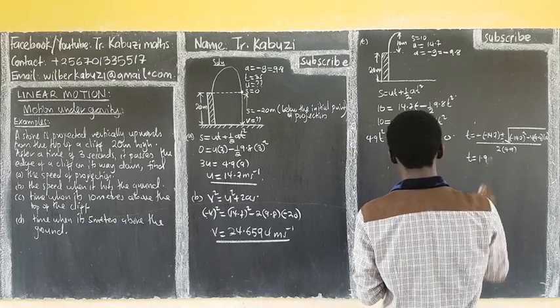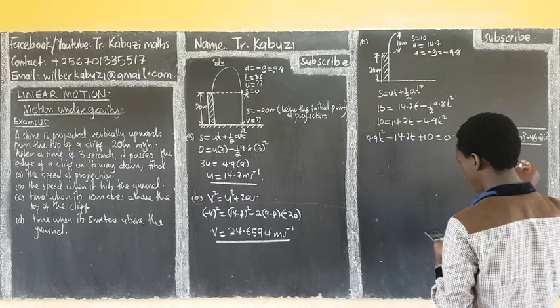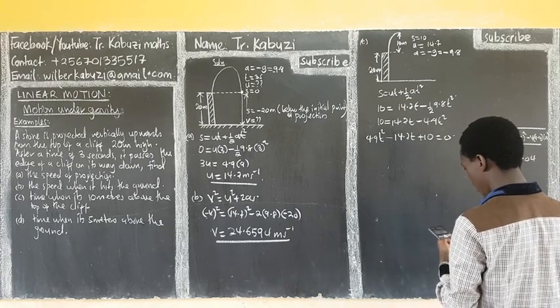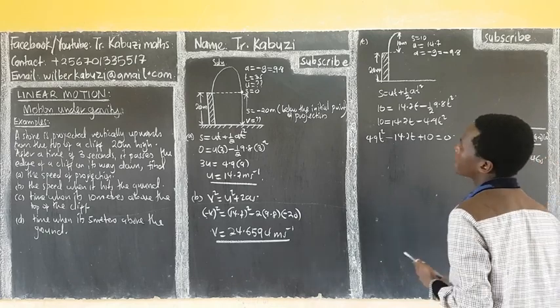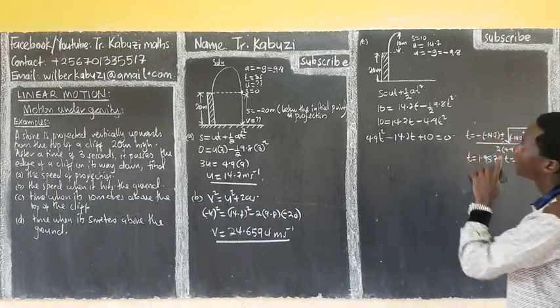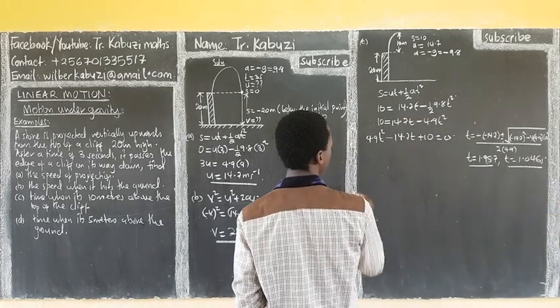So t is 1.957 or t is 1.0446 seconds. So after getting that, we have the time. Then let us come to part D.